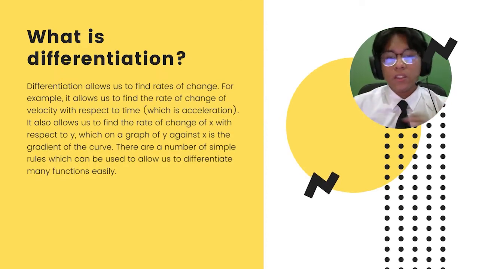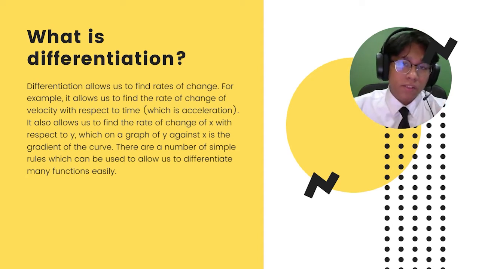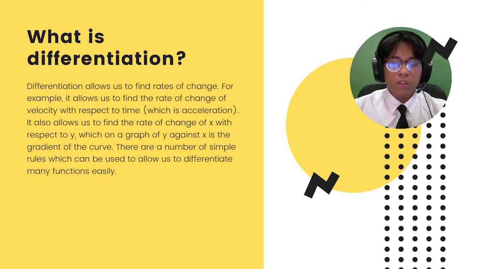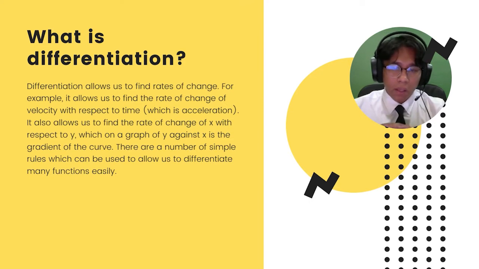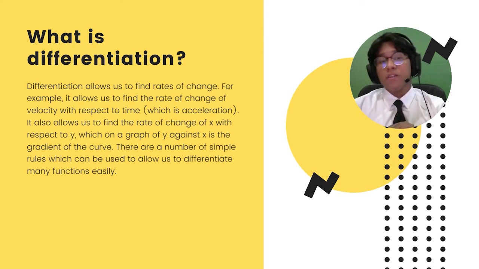Alright. So next one, last but not least for my section, I'm going to talk about what differentiation is. Basically, differentiation allows us to find the rate of change. For example, it allows us to find the rate of change of velocity with respect to time, which is acceleration. It also allows us to find the rate of change of x with respect to y, which on a graph of y against x is the gradient of the curve. There are a number of simple rules which can be used to allow us to differentiate many functions easily.